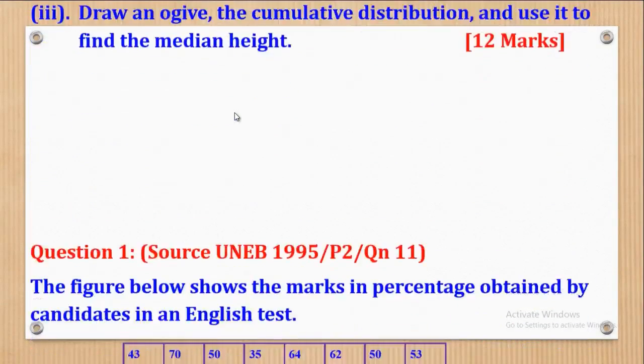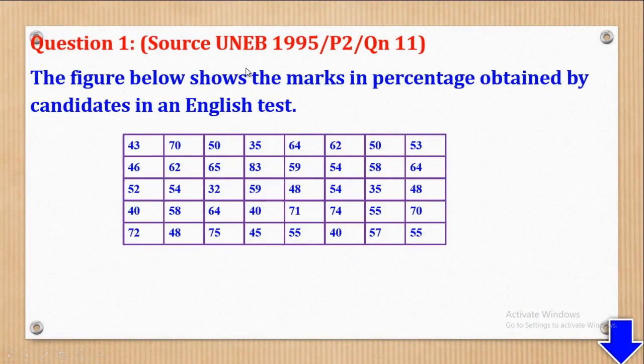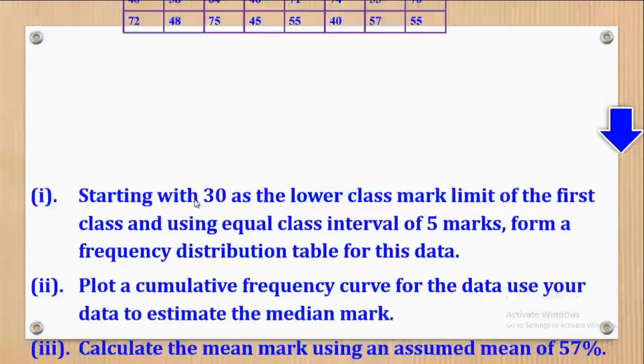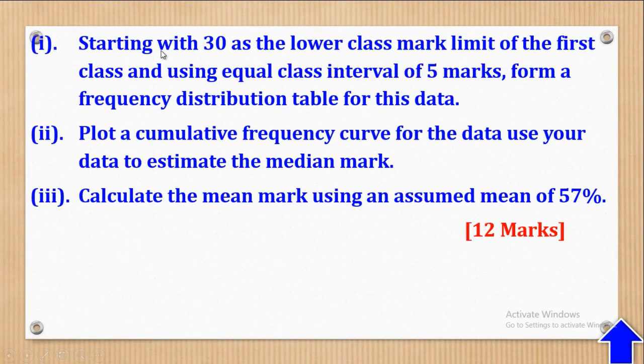We shall start with question 1, which came from UNEB 1995 paper 2, question 11, and it says the figure below shows the marks in percentage obtained by candidates in an English test. So these are the marks. Then Roman 1 says that starting with 30 as the lower class mark limit of the first class and using equal class interval of 5 marks, form a frequency distribution table for this data. So let's start with Roman 1.